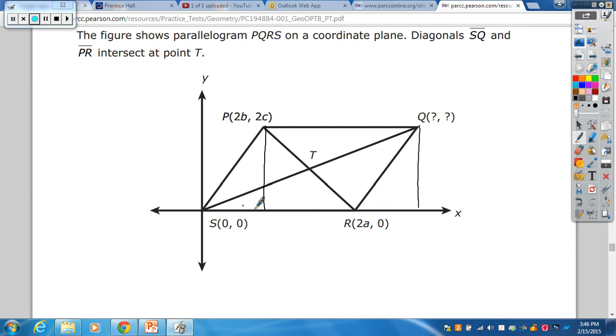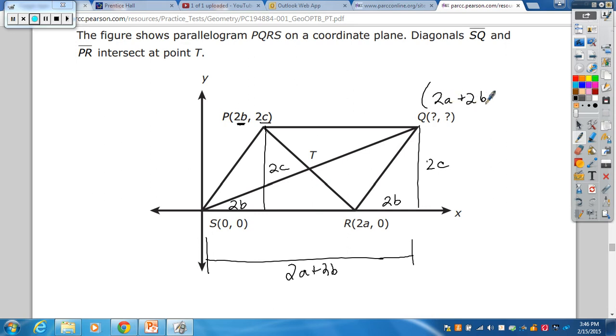I found this length, which comes from the X value here, so 2B. I found this length, which comes from the Y value here, which is 2C. I bring those same lengths over here because these triangles are both congruent to each other. And to figure out the distance from here all the way over to here, I'm going to take 2A plus 2B. Okay? And the vertical distance is 2C. So 2A plus 2B, comma 2C would be the ordered pair for point Q. Okay?